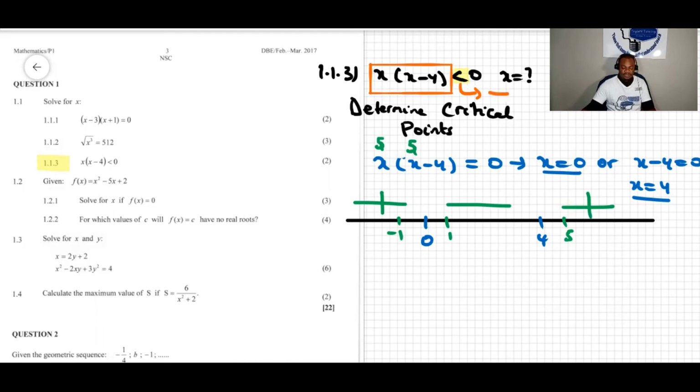So we say, therefore, our solution is between 0 and 4. Note that 0 and 4 are boundaries, but those boundaries are not inclusive, they're exclusive. They're not part of the interval. So we will write 0 lesser than x, lesser than 4, because the solution is here.